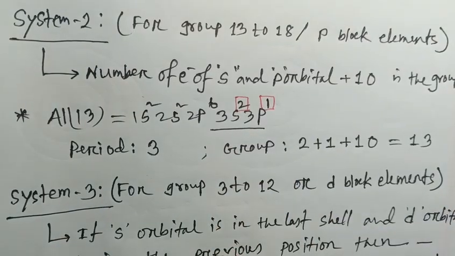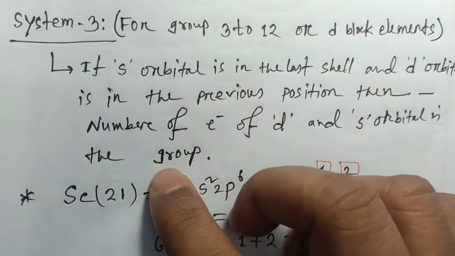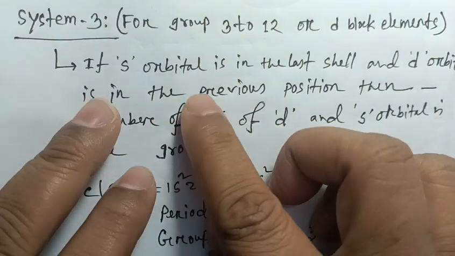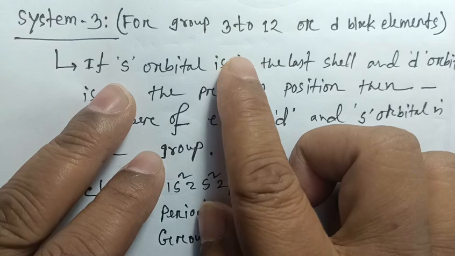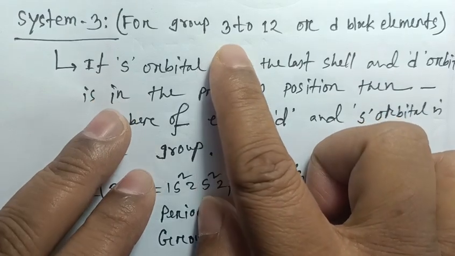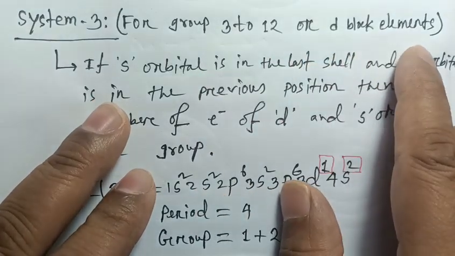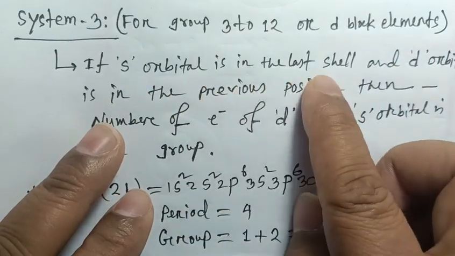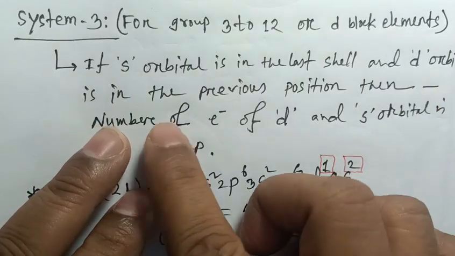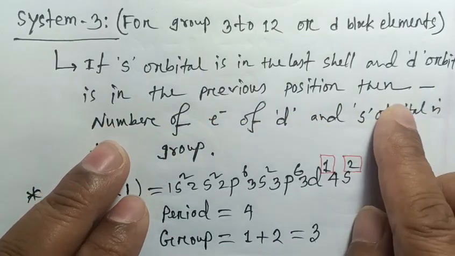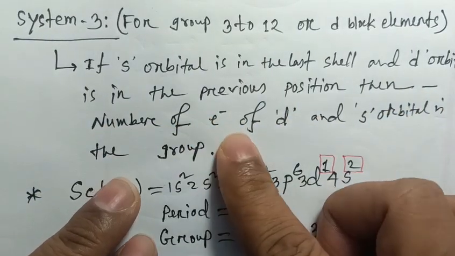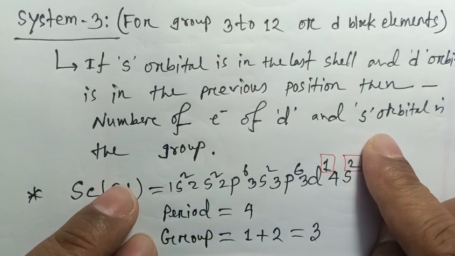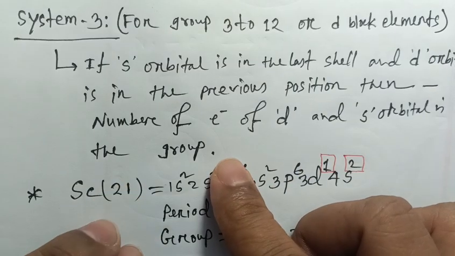Okay, let's go to understand system 3. This system is applicable for group number 3 to 12, or D block elements. For D block elements, if the S orbital is in the last shell and the D orbital is in the previous position to it, then the number of electrons of the D orbital and the number of electrons of the S orbital together is the group.